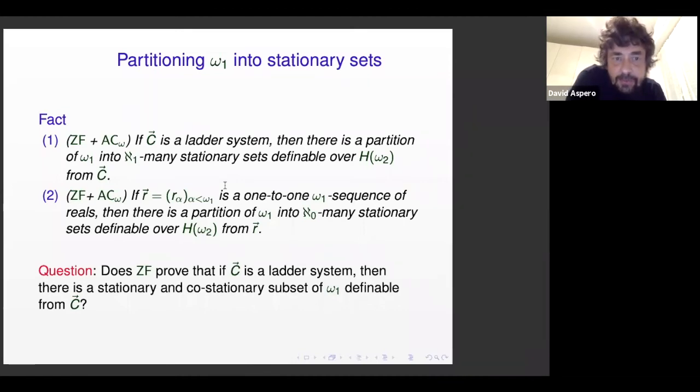And also, if you have an omega_1 sequence of distinct reals, again using countable choice, then there's a partition of omega_1 into countably many stationary sets definable from the sequence. Notice that here I just get countably many for the second one, but a sequence of reals is something possibly weaker than a ladder system. Now, a question I have at this point is whether ZF proves that if C is a ladder system, then can I define a stationary and co-stationary subset of omega_1 from C?